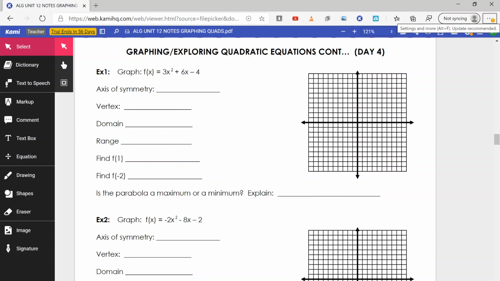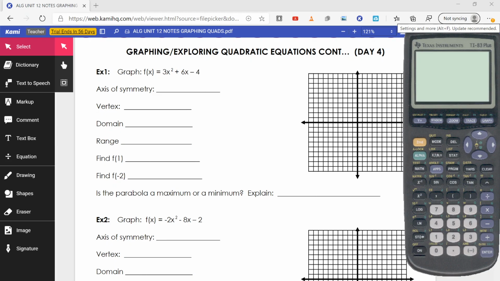As long as we're just graphing it, we don't need to do anything fancy like finding the axis of symmetry or determining the vertex algebraically. We can just plug it into the calculator where it's y equals, and plug in our equation 3x squared plus 6x minus 4. And we can take a look at the graph so we can see what it looks like. So it is a U shape opening up because our leading term is positive.